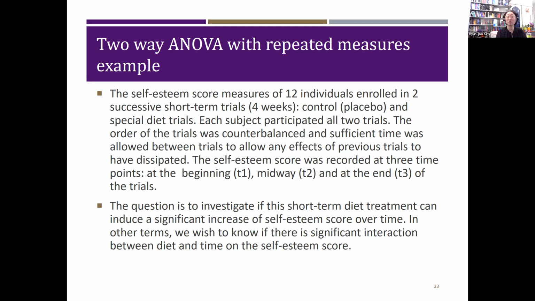The self-esteem scores were recorded at 3 time points: at the beginning, T1, midway, T2, and at the end, T3, of the trials. The question is to investigate if this short-term diet treatment can induce a significant increase of self-esteem score over time. In other words, we wish to know if there is a significant interaction between diet and time on the self-esteem score.